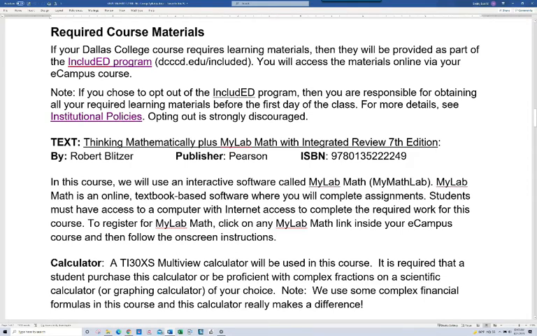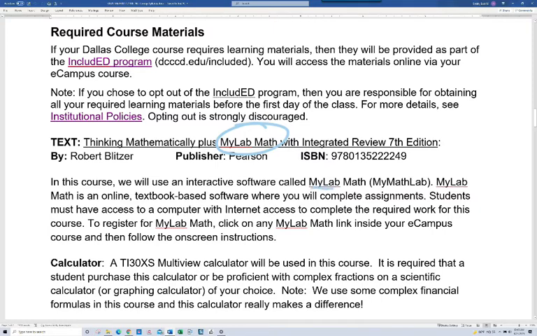All right, so required course materials. This course, actually all of our courses, or at least most of them, are part of the Include Ed program, which basically means you're getting your book normally with your class. In this case, we do everything electronically. Your book is an e-text or an online book, and you're getting My Math Lab with this, the money that you've already spent for tuition, or somebody spent.